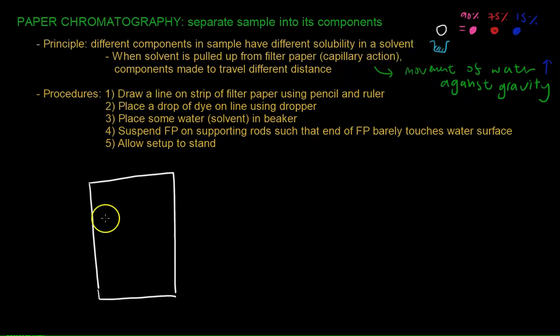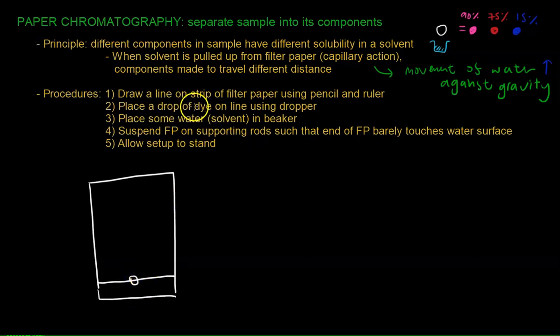So this is the procedure. I thought we can draw it together. First, draw a line on a strip of filter paper using a pencil and ruler. Maybe I'll just draw it like this. Make sure it's a straight line. Maybe I'll use white color to draw. Then you place a drop of dye on the line using a dropper. I'll put black dye, but of course you cannot see black, so I'll just use white to substitute. So this is my black dye. I'll drop it in the middle.